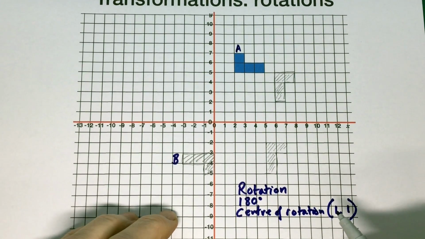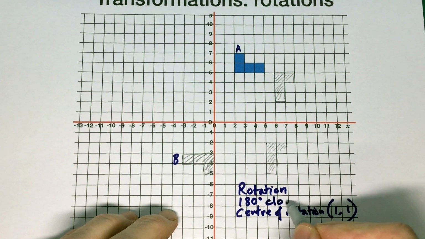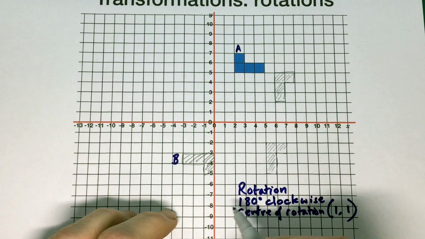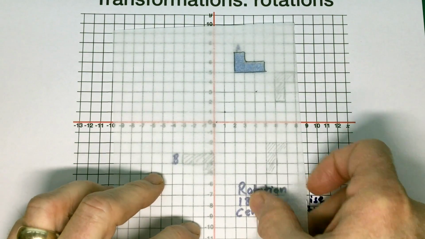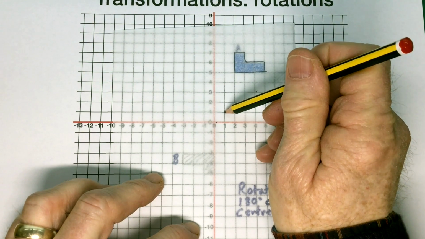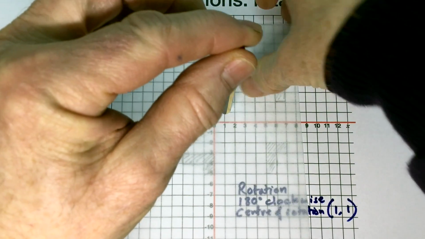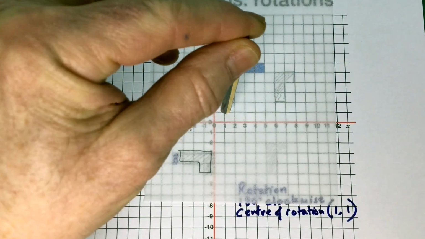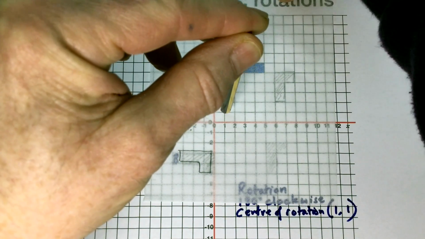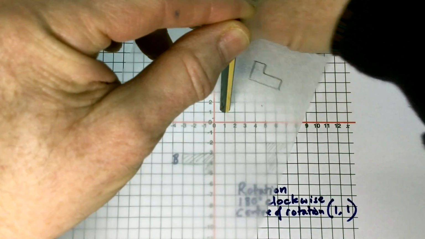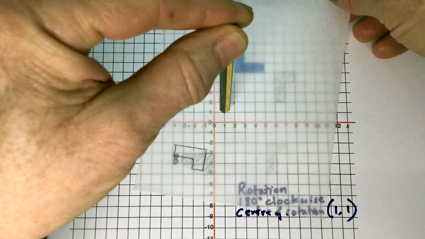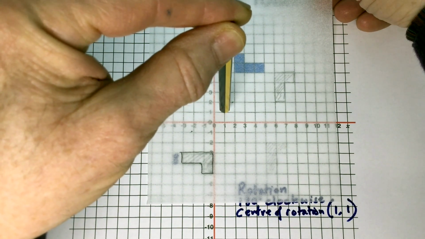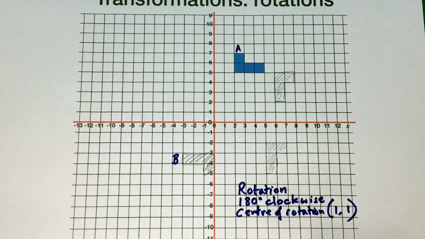But there's a word that we ought to add, and that is clockwise. 180 degrees clockwise. Now, if we put the tracing paper back on, and as you've noticed, I used the pencil point to hold the paper, we went clockwise 180 degrees and we got to B. Now, interestingly, of course, because we went 180 degrees, we could have gone 180 degrees anti-clockwise, and we'd have still got to B. That's why when we write 180 degrees, maybe the word clockwise is not essential.